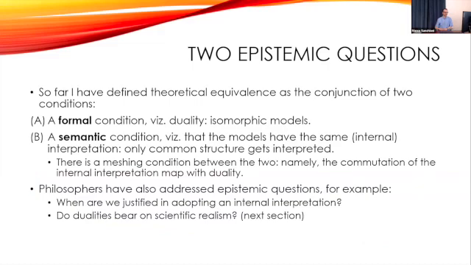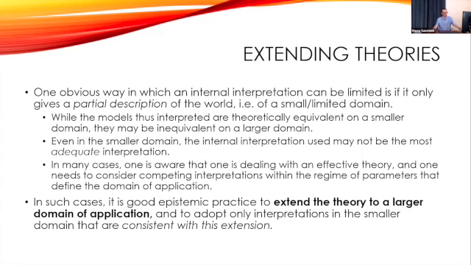Okay, so far I have described the formal side, and I now just told you something about the semantics, what kind of semantics we want. Well, we need to make this distinction between internal and external interpretations. We also have this meshing condition between the duality map and the interpretation map. And now epistemic questions. Some of these have been addressed very recently. So one of them is, when are we justified in adopting an internal interpretation? That is one of the questions that I would like to address. And the other one is whether dualities bear on the question of scientific realism. That is, of course, a very natural question that we would want to ask.